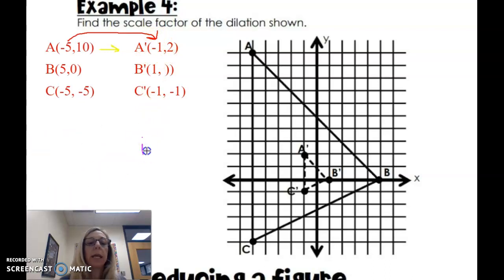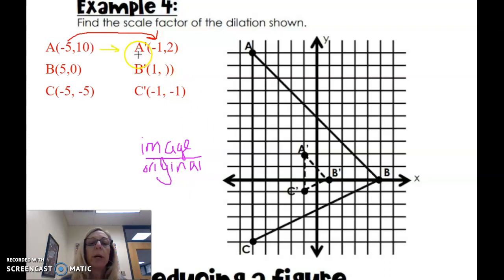I want you to take the image point, sorry about my handwriting, over the original. And I want you to write this down because this is a ratio you're going to be able to use to find the scale factor all of the time. And I'm sorry, my G over here looks so terrible. That is a G. There we go. So it's image over original.